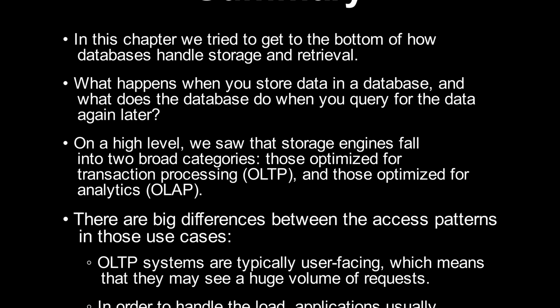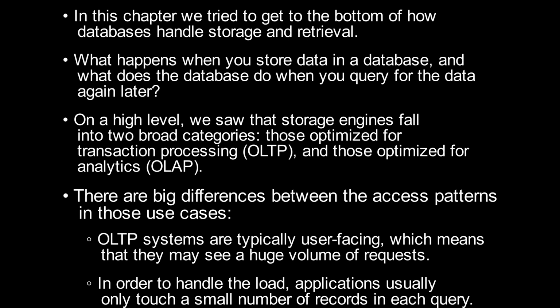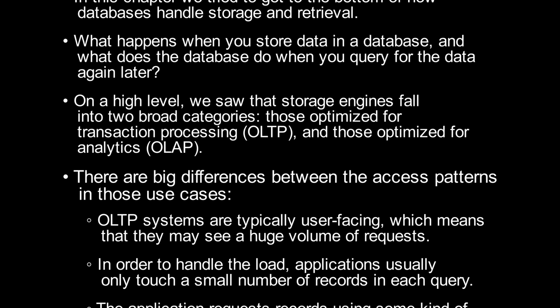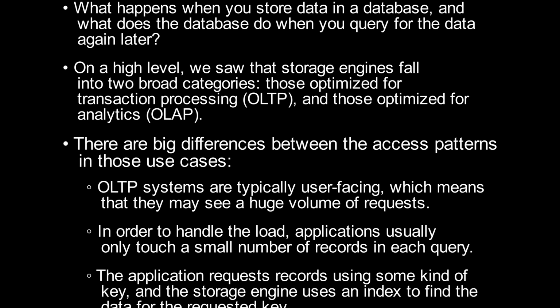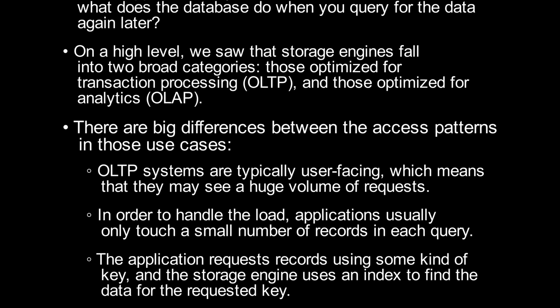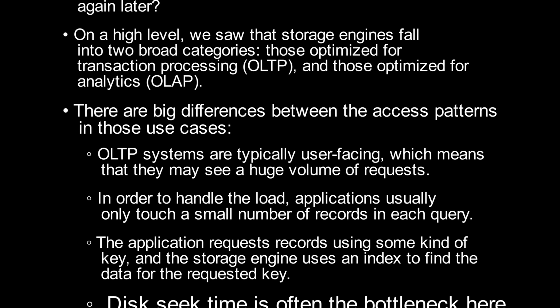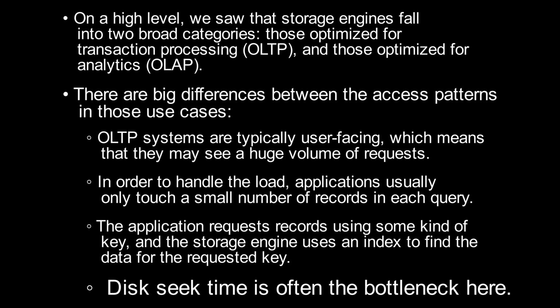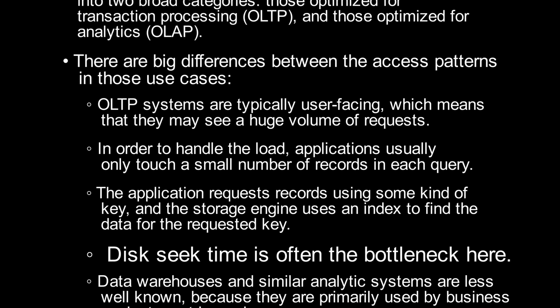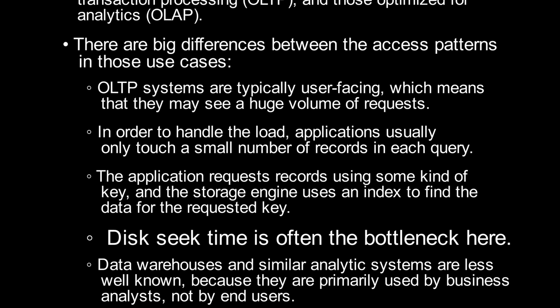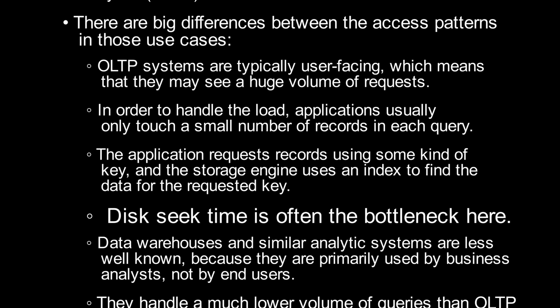There are big differences between the access patterns in those use cases. OLTP systems are typically user-facing, which means that they may see a huge volume of requests. In order to handle the load, applications usually only touch a small number of records in each query. The application requests records using some kind of key, and the storage engine uses an index to find the data for the requested key. Disk seek time is often the bottleneck here.